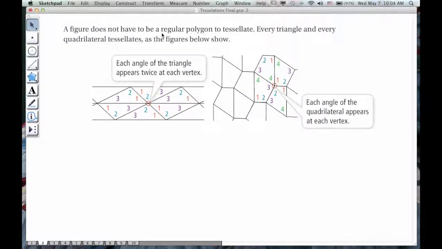A figure does not have to be a regular polygon to tessellate. Every triangle and every quadrilateral tessellates, as the figures below show. As you can also see, some of the angles are congruent when this occurs.